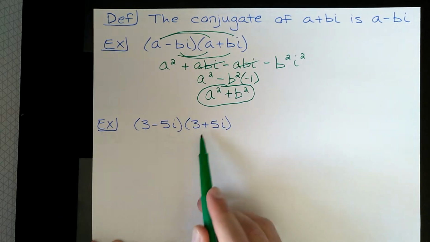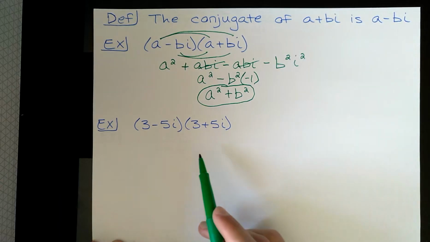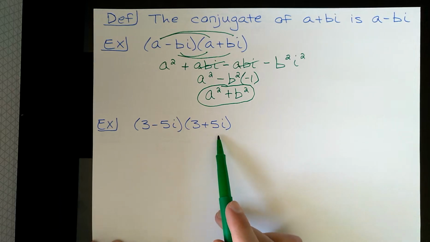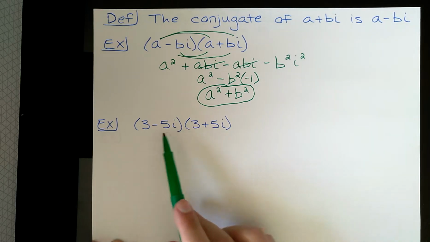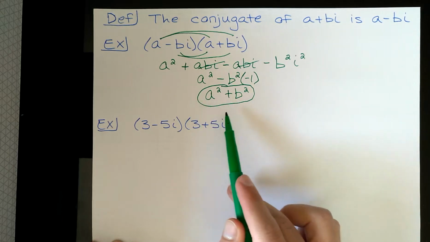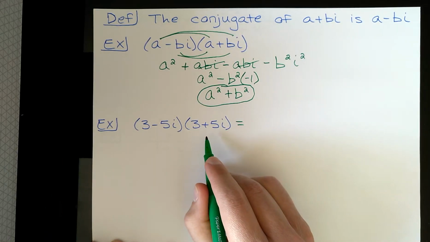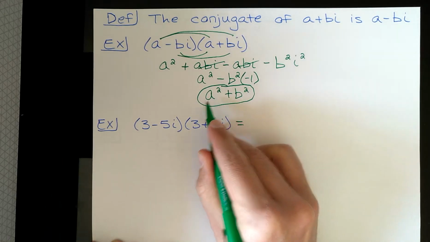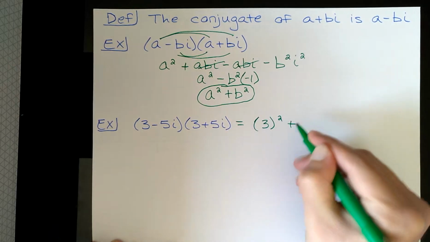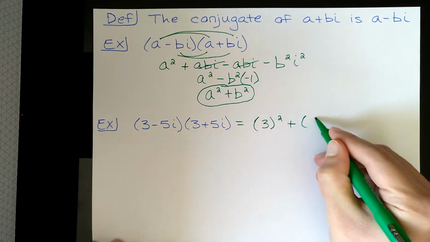All right, so from here, let's go ahead and multiply this out. But the nice thing is, notice 3 minus 5i times 3 plus 5i, these are conjugates. So we don't have to go through this multiplication process. We can immediately use our formula. When you multiply two complex conjugates, you get the real part squared, which is 3, plus the imaginary part squared, which is 5.